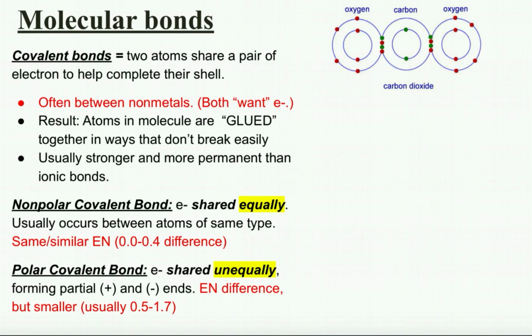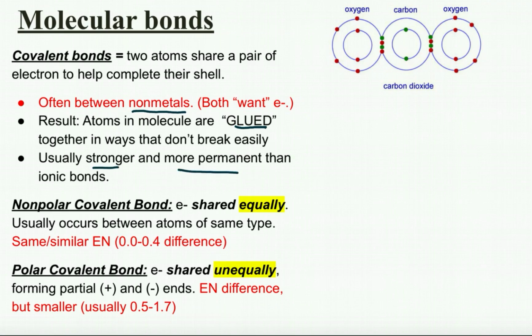So it's usually between nonmetals because remember, nonmetals are typically elements that are 50% or more completion and thus want to draw in to fill in their valence vacancies. Okay? So in this case, because they're sharing, they're essentially glued together because they can't separate because they have to pass back and forth whatever they're sharing. So they're stuck together.